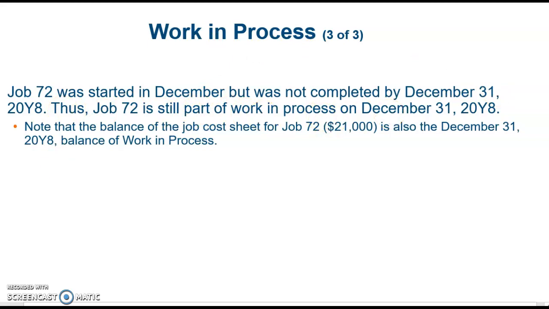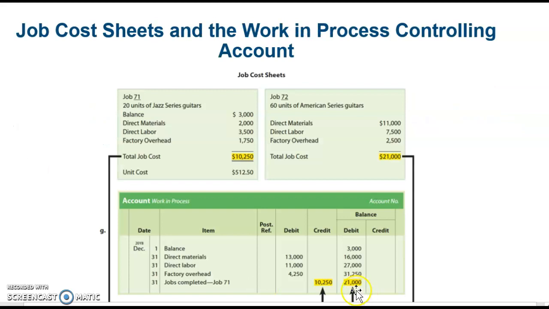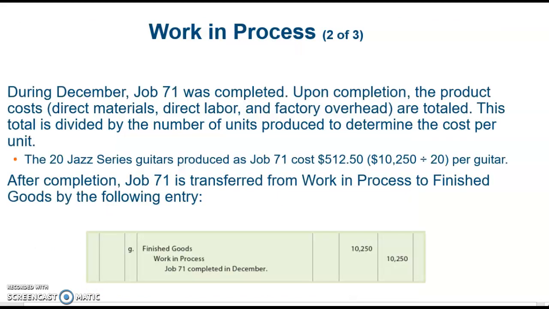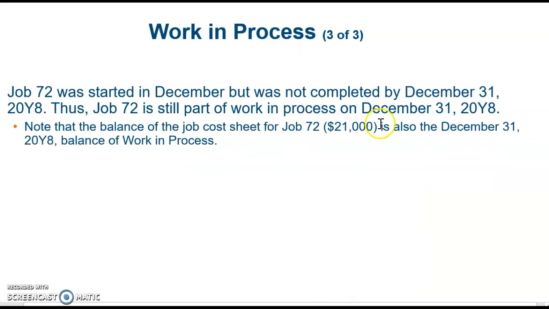All right, so let's look at it. The balance in WIP is the 21,000. It's what's still there. Okay, it's not complete yet. So that is going to be your ending balance for the year in WIP. What's still there and has not been any job that hasn't been finished.